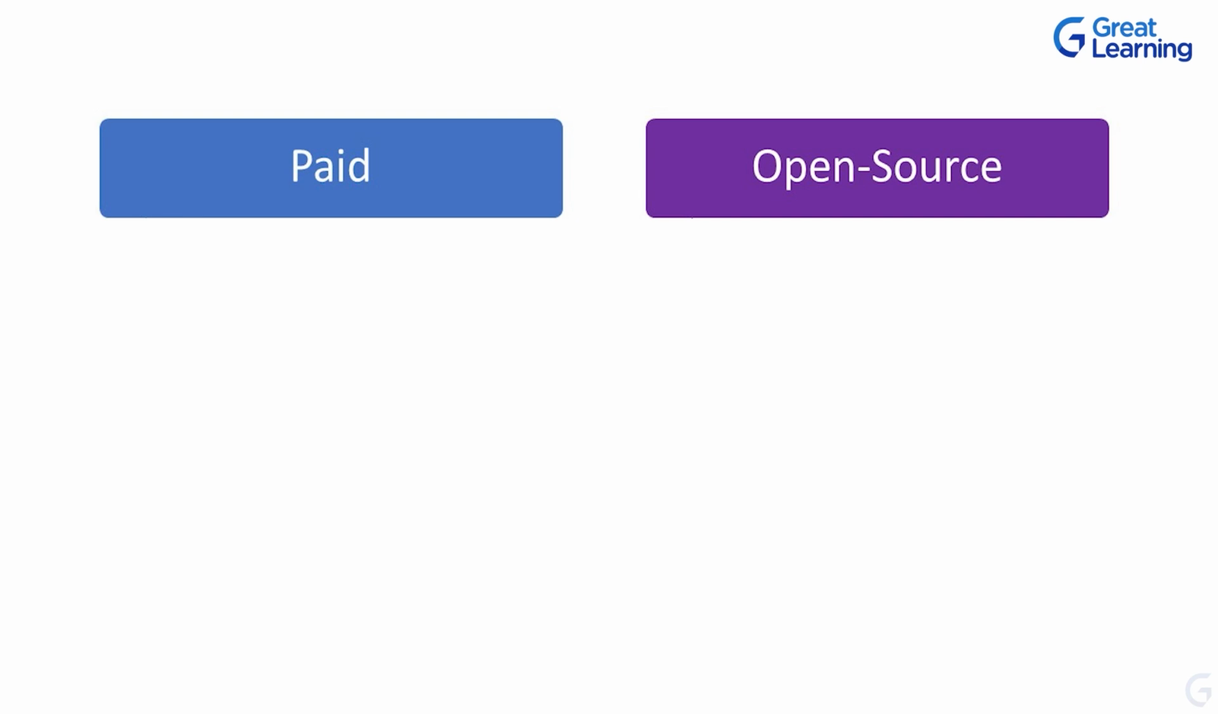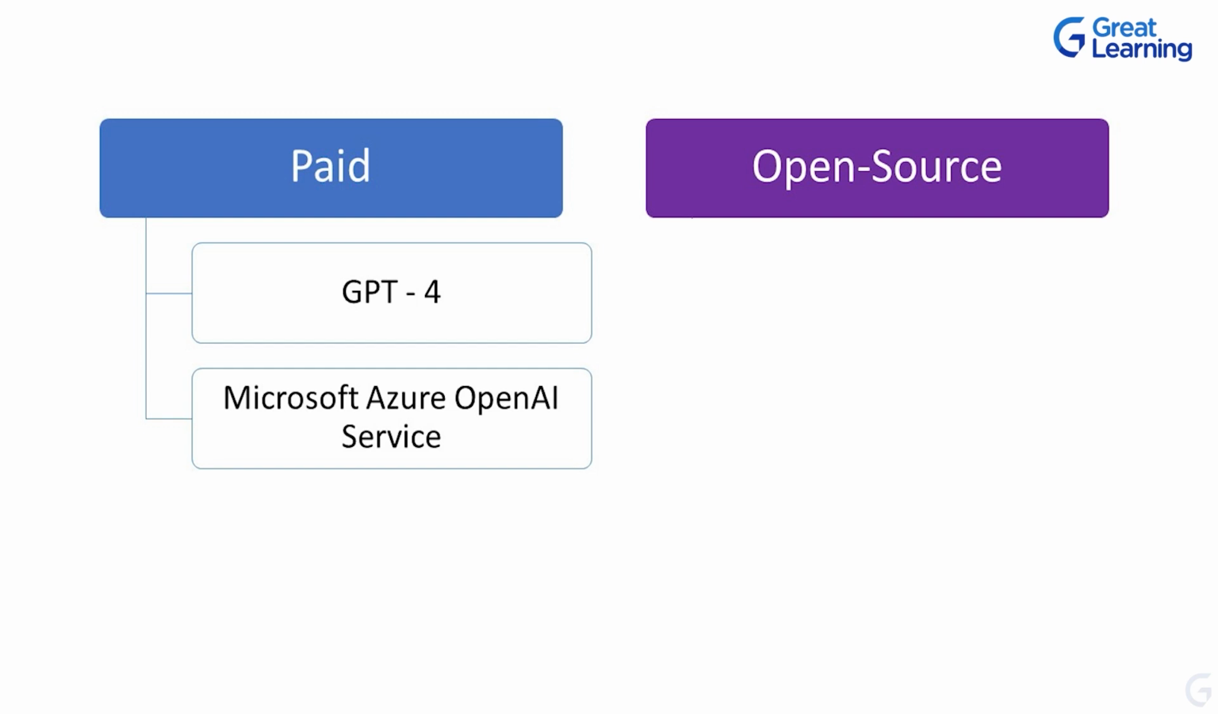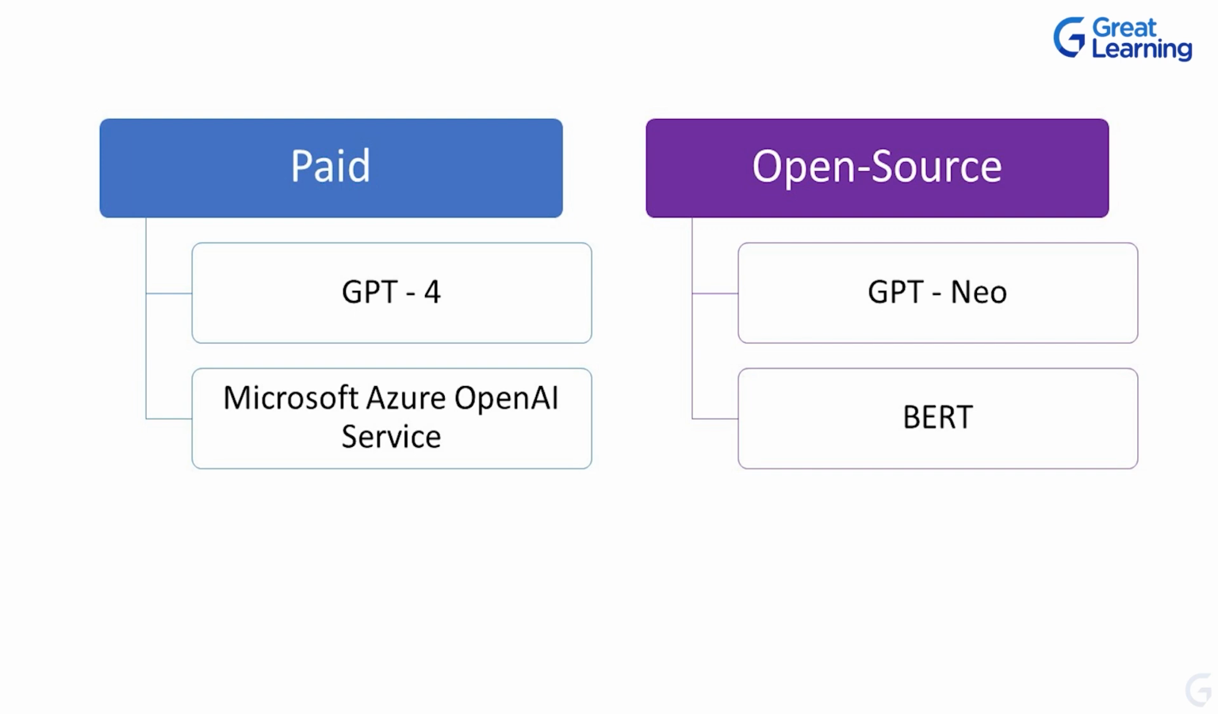However, there are paid and open source LLMs as well in the market. Based on your usage and budget, you can explore them. Some paid LLMs are GPT-4, 4o, Microsoft Azure OpenAI services, etc. And open source are GPT Neo, BERT, etc.